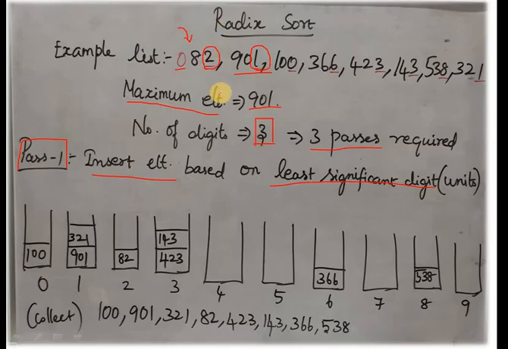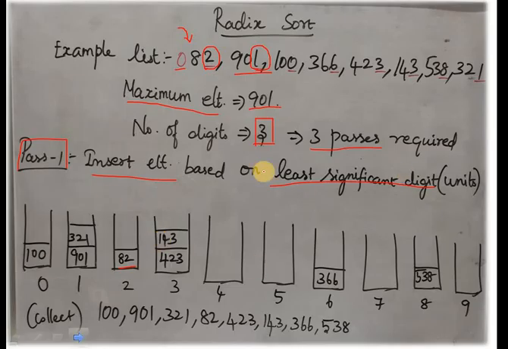If it is 2, place it in queue number 2. See here, 82 is placed in queue number 2, and 901 is placed in queue number 1, and 100 is placed in queue number 0. 366 is placed in queue number 6, and 423 is placed in queue number 3, and 143 is placed in queue number 3 again, above the last inserted element. Just like a queue works, it will work the same way.